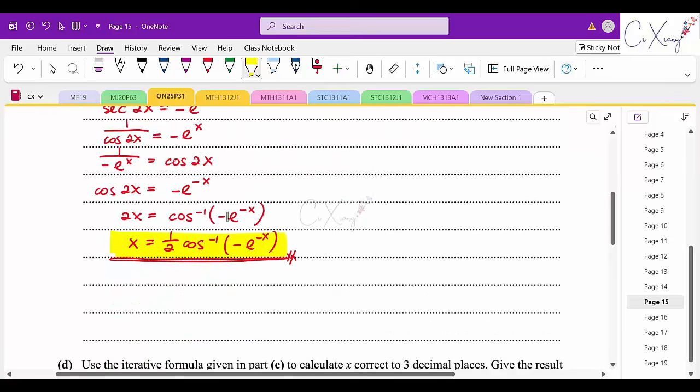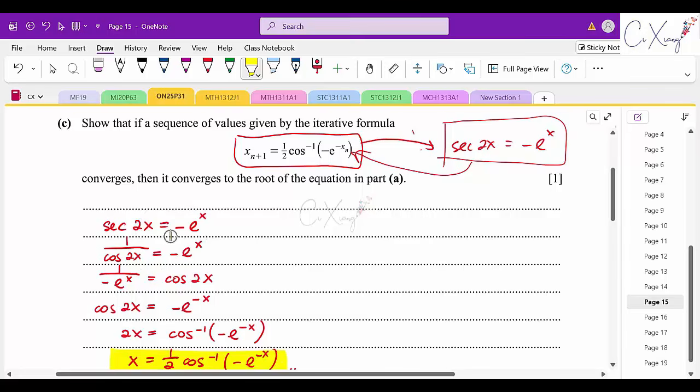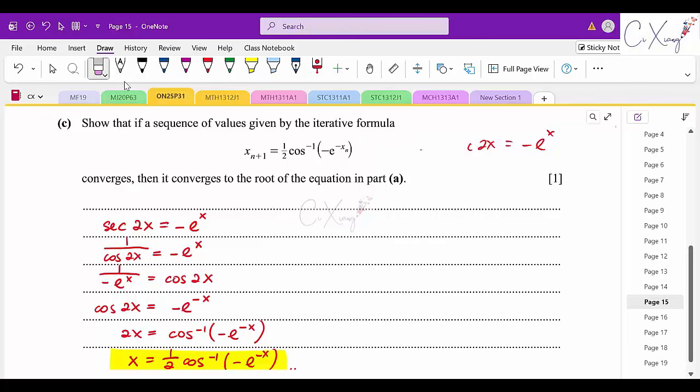Okay, so some students found that if you start from here and prove back to this one is easier. So up to you. You can start from any direction. You can complete this question in any direction. Right. Okay, so this is what you have for part C. Then let's continue to part D.